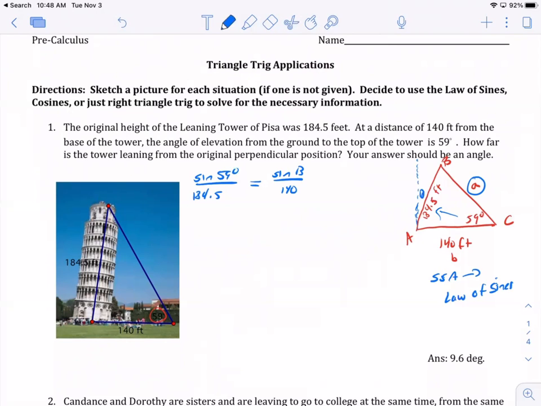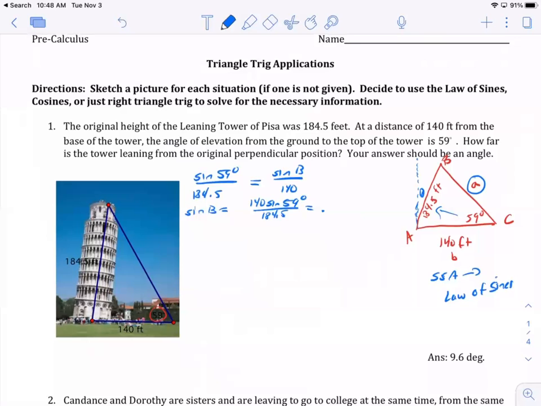So what should I do? You multiply the 140 by both sides. Good. So sine of B is 140 sine 59 over 184.5. And we'll get some value for that. I got 0.6504 dot dot dot. You guys get the same thing? I got 0.65. Yeah. You get 0.6504 something? Yes. And then take sine inverse of that. Remember, just copy that value down in your calculator so that you don't get rounding errors. And then it's 40.6. Good, 40.6 degrees.